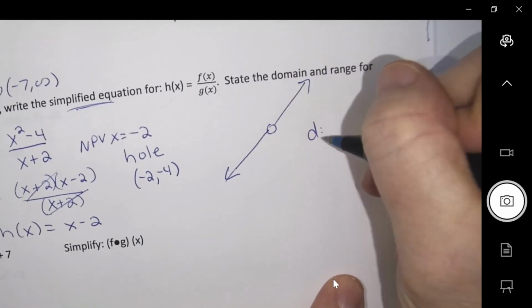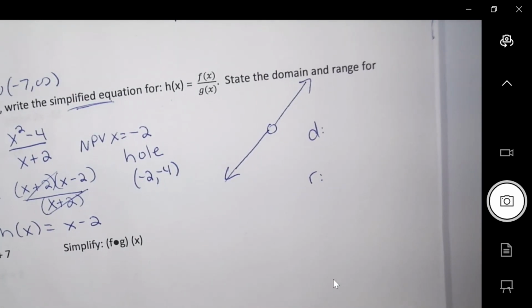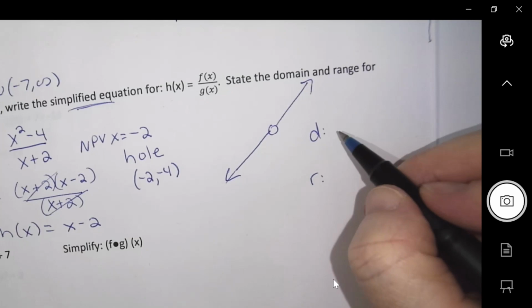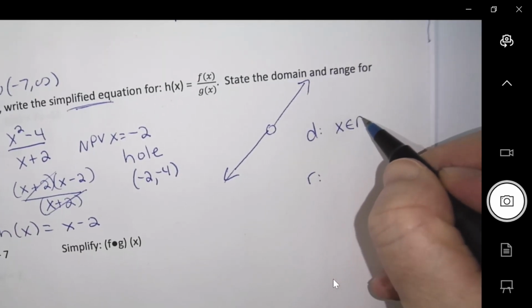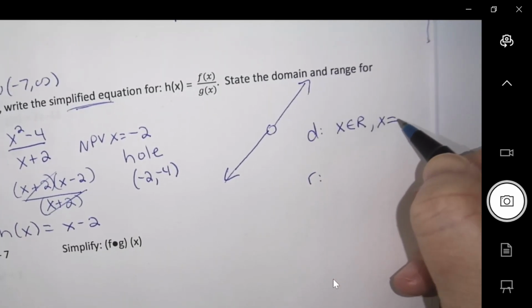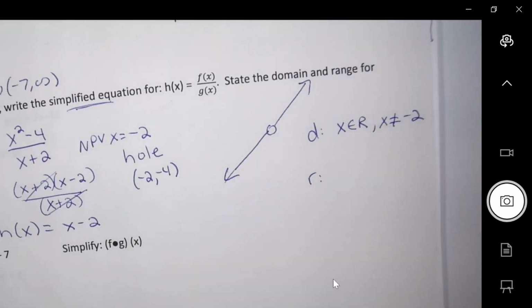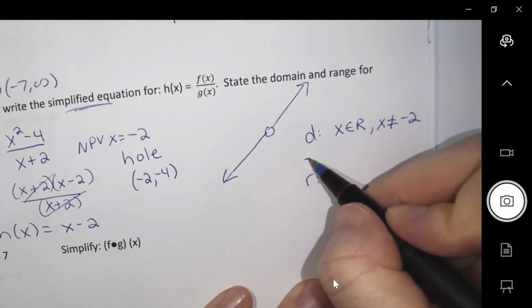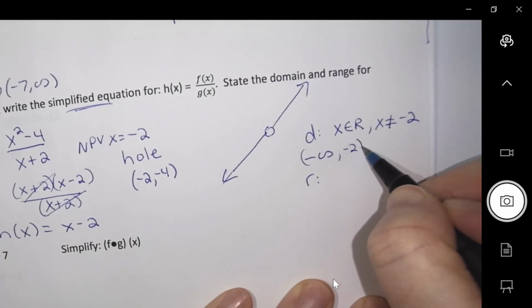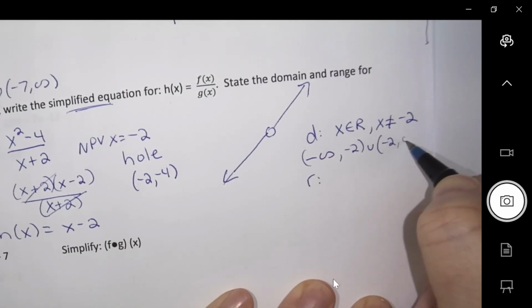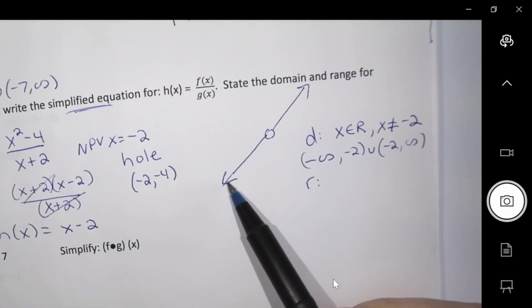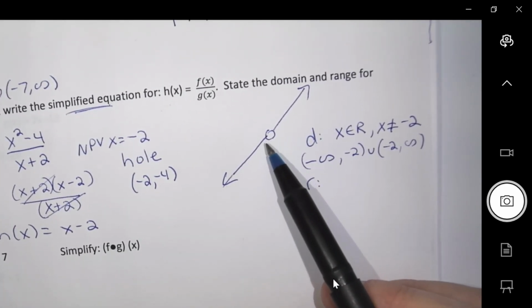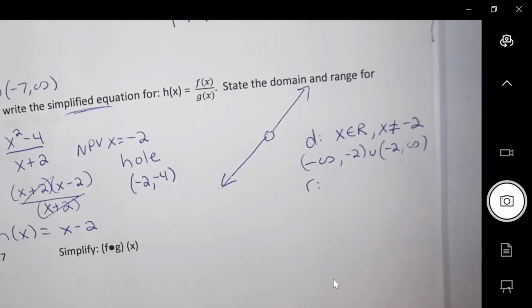So what is the domain and what is the range? You could do two things. You could go x can be any real number except -2. You can write it like that. Or you could do the brackets of intervals where you go -infinity up to -2 and skip over it, and then go again from -2 to infinity.